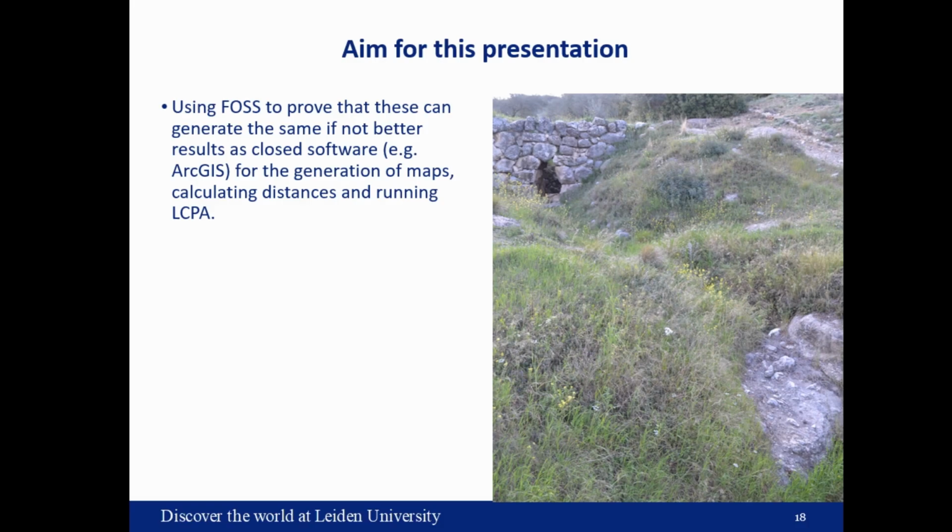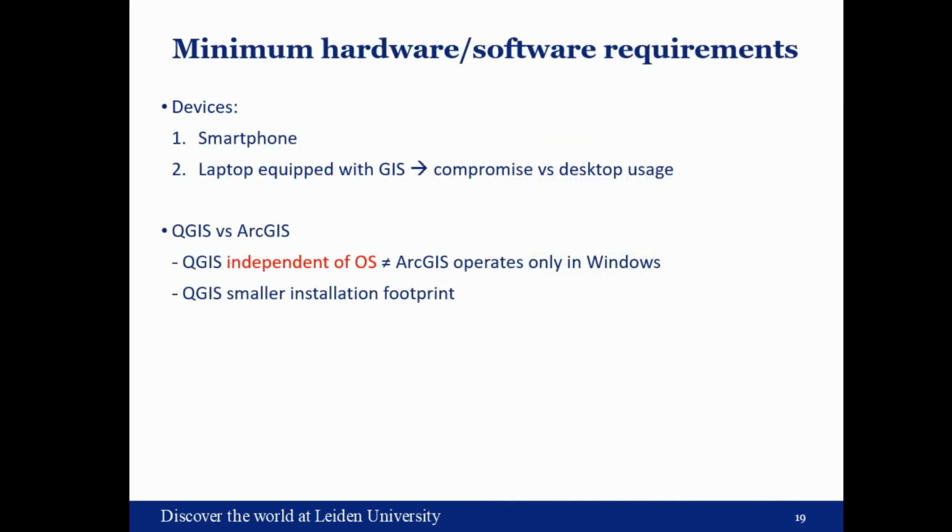So for this part of the presentation, we would like to focus and demonstrate that it is possible to use free open source software to compute analysis, generate maps, calculate distances, but also to run least cost path analysis. The minimum hardware required for that purpose is two simple devices that more or less we all have access to. That is a smartphone and a laptop, which is equipped with a GIS program.